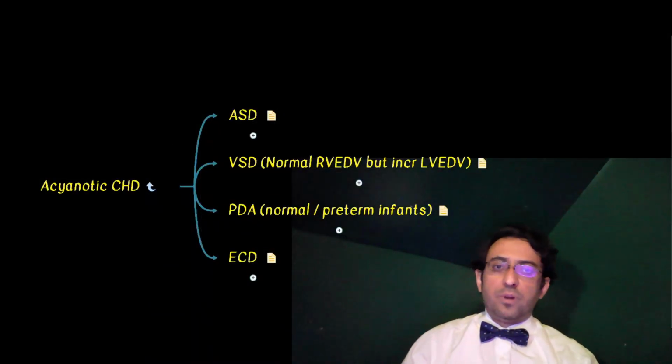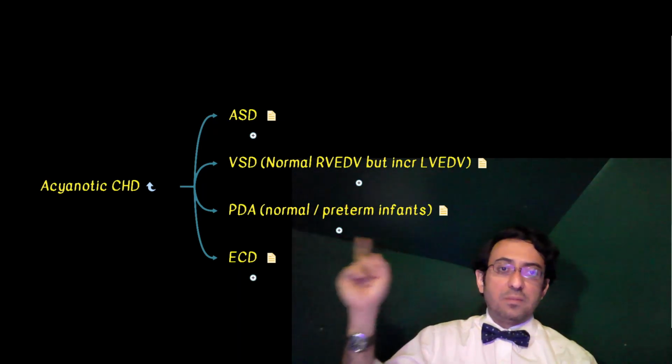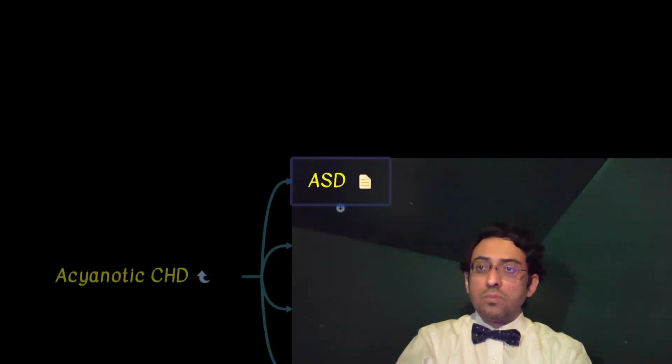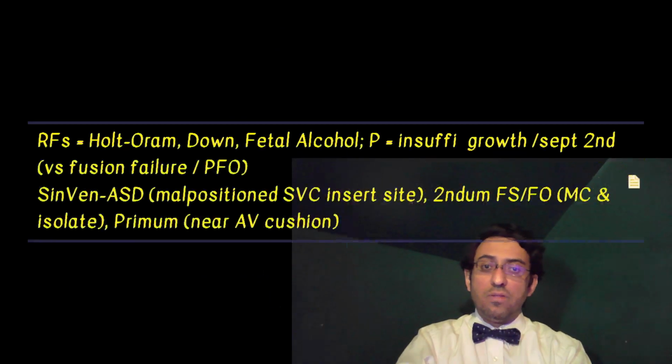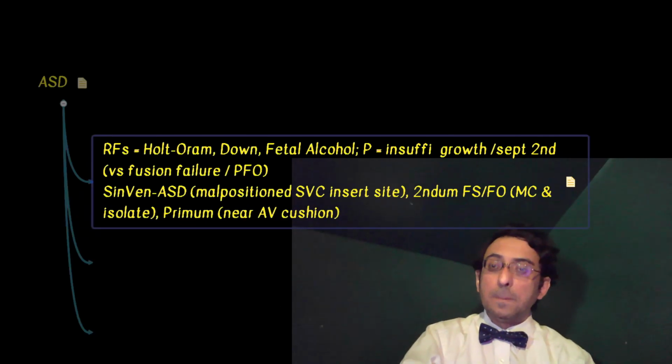In this episode, we are going to discuss the acyanotic congenital heart diseases, including atrial septal defect, ventricular septal defect, patent ductus arteriosus, and endocardial cushion defect. Beginning with ASD, the first question is, what are the risk factors of atrial septal defect?